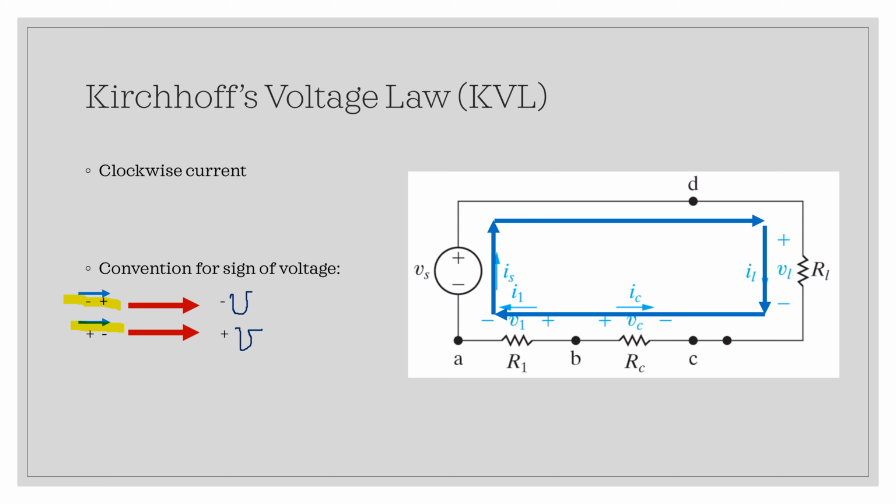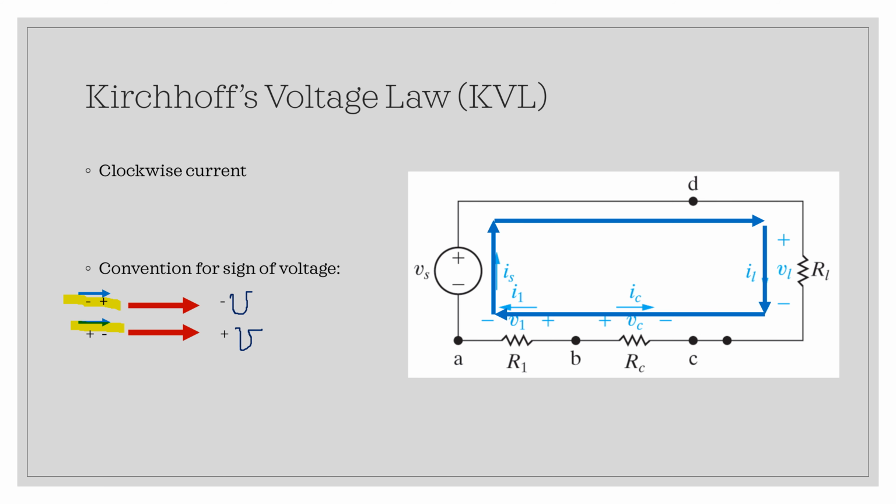So in this example, if I set my current in the clockwise direction, as I enter V sub S, this voltage source, I'm entering at the minus and exiting at the plus, so I would make it minus V sub S. And then as I move along this loop and I get to R sub L, the current that I've drawn in here is entering at the plus terminal and exiting at the minus terminal. So V sub L will be a plus V sub L.